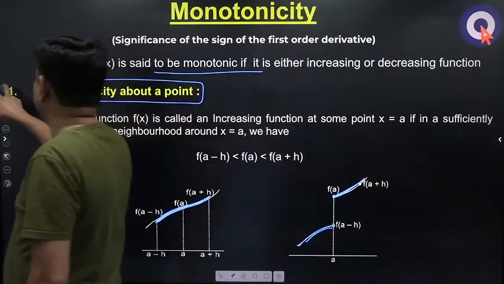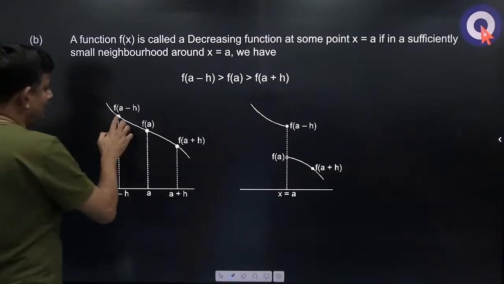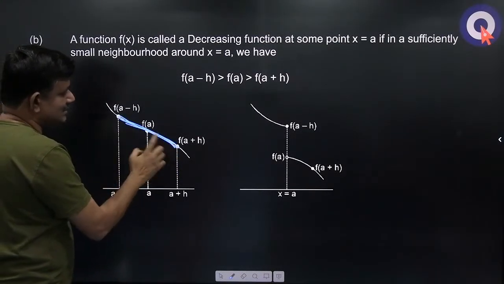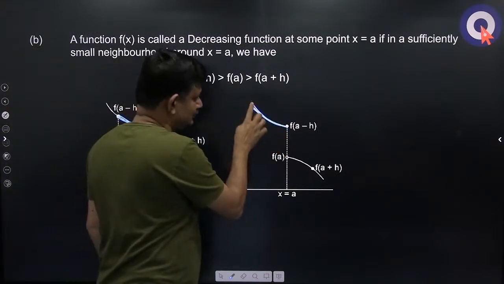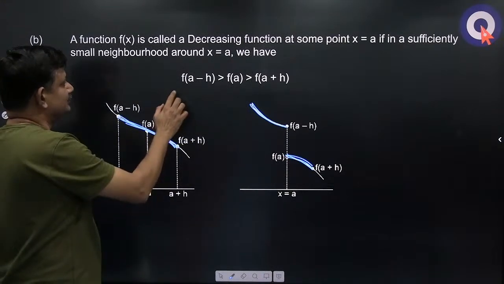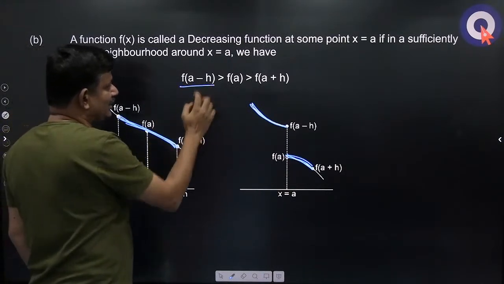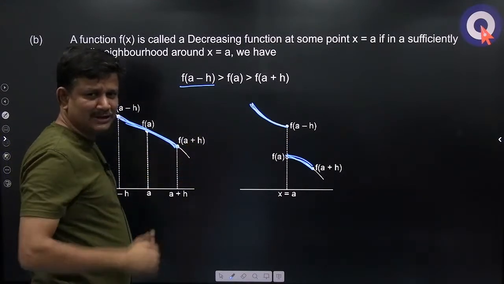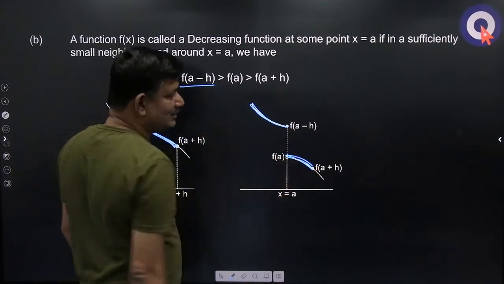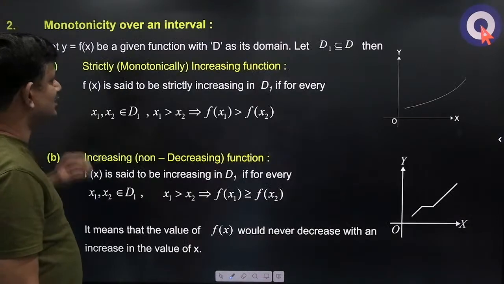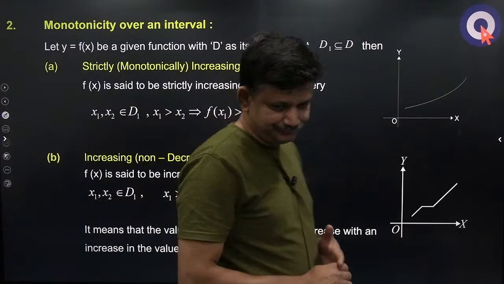It can either be strictly increasing in the neighborhood of A or it can be strictly decreasing in the neighborhood of A. Here it is decreasing in the neighborhood of A. That is, f of A minus h, the values to the left should be more than f of A values. To the right, they should be less than f of A values. If this is happening, then the function is said to be monotonic at a point A.